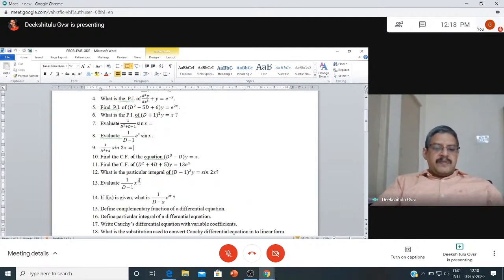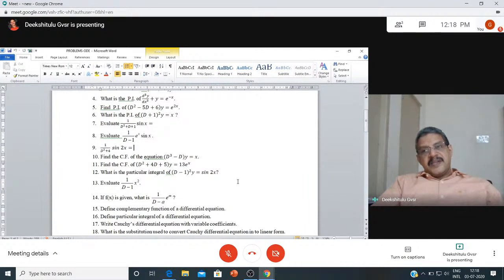Evaluate 1 by (D minus 1) x square. Write this as minus 1 by (1 minus D). So this is in increasing powers of D, then expand it. If f of x is given, what is 1 by D minus a? Yes, this is the first integral we have written.